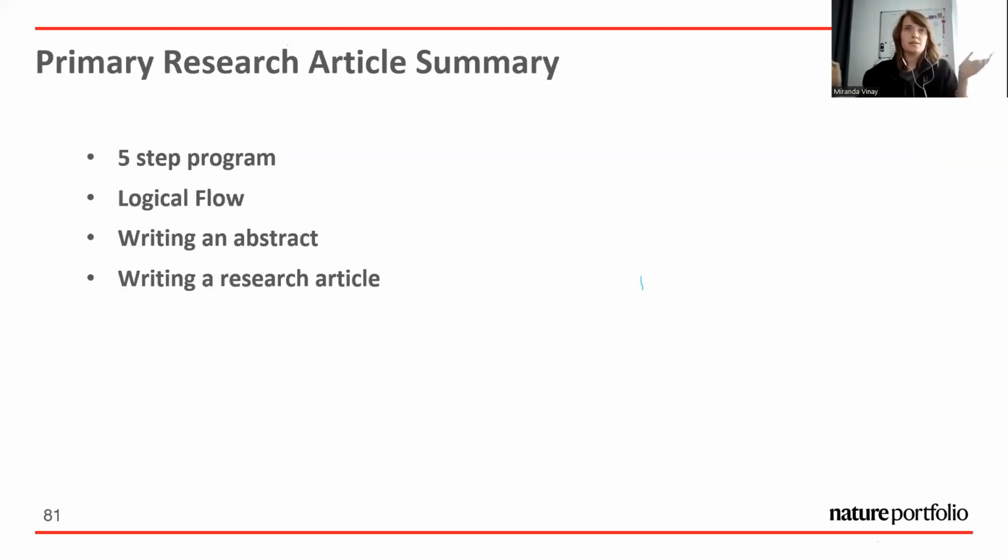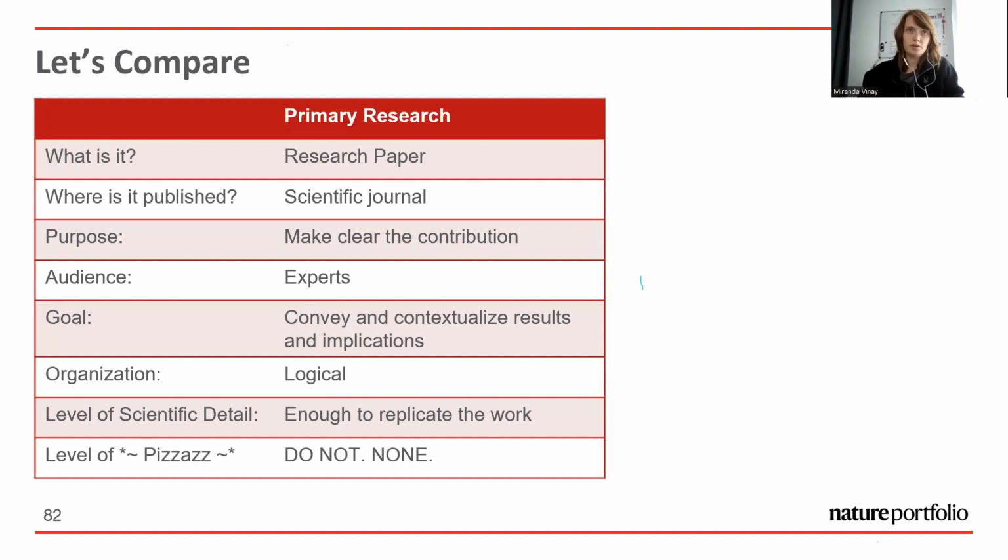So I just want to quickly summarize what we've gone over with primary research, adding your work to the scientific literature, and how this differs from secondary science. We have the same five-step program. We are using logical flow, not chronological flow. And then we've gone into the difference a little bit between writing an abstract and writing a research article. So let's compare the two very quickly.